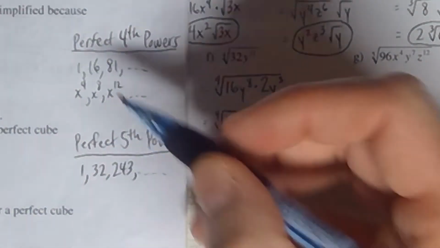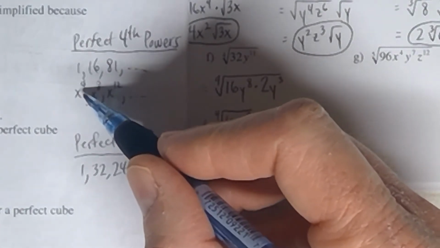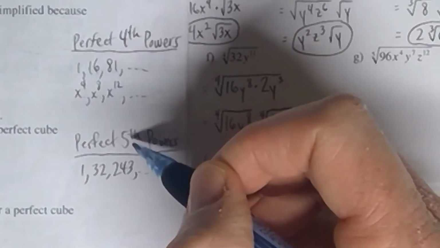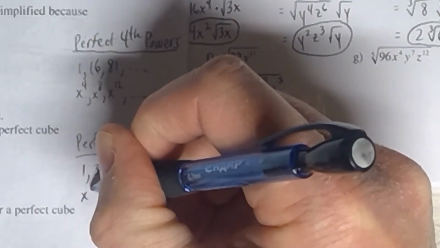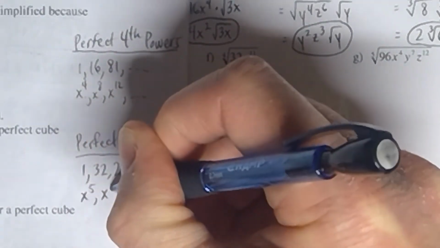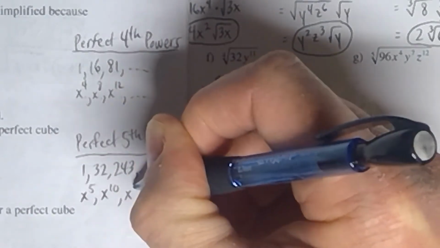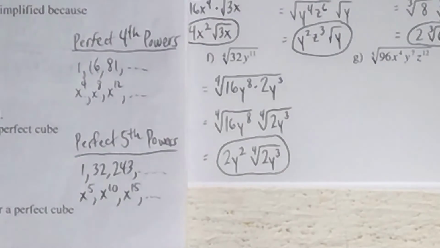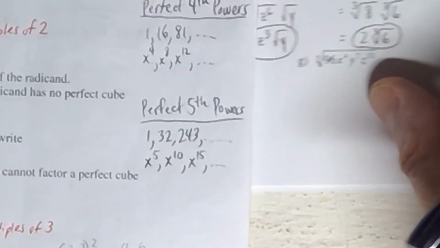And then what about the exponents? Again, just like we had 4 times 1, 4 times 2, 4 times 3 for the 4th powers, the 5th powers are going to be 5 times 1, 5 times 2, 5 times 3, and so on if you need to go further than that. Okay. All right, let's try it.